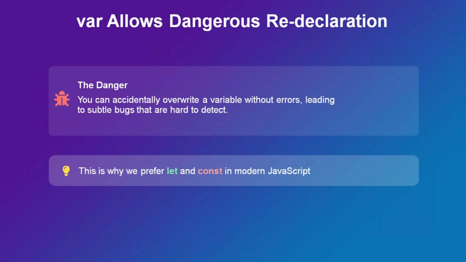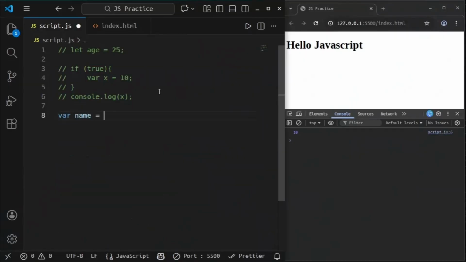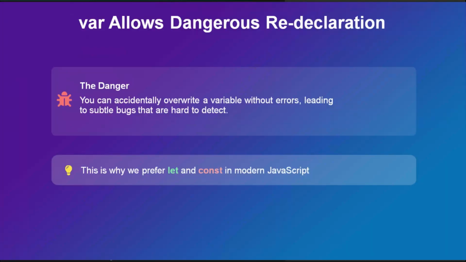Second weird behavior is var supports redeclaring. So, for example, var name equals Columns, var name equals Sarah. This is allowed, but it's very dangerous. Why it's dangerous? Because you can accidentally overwrite a variable without errors. So, use var only if you are working with old legacy code. In modern JavaScript, we use let and const.